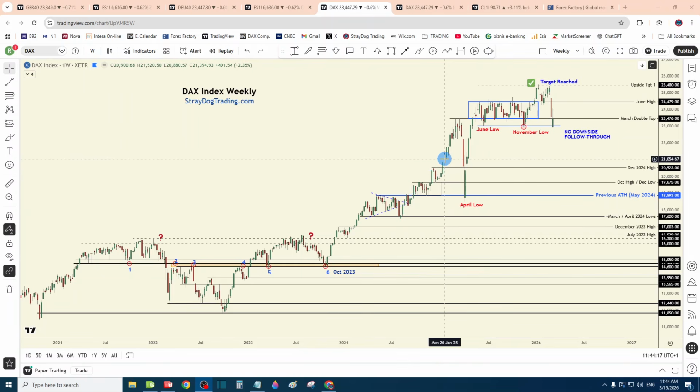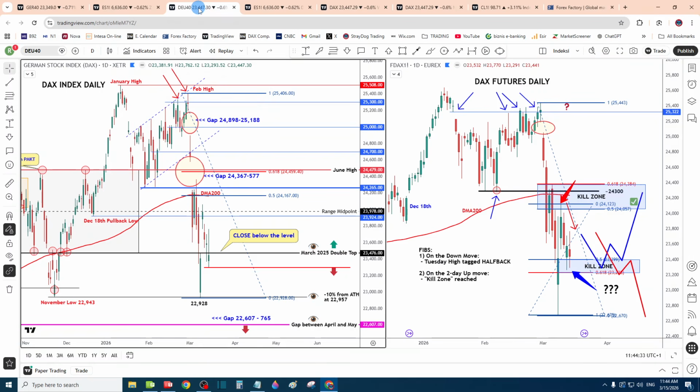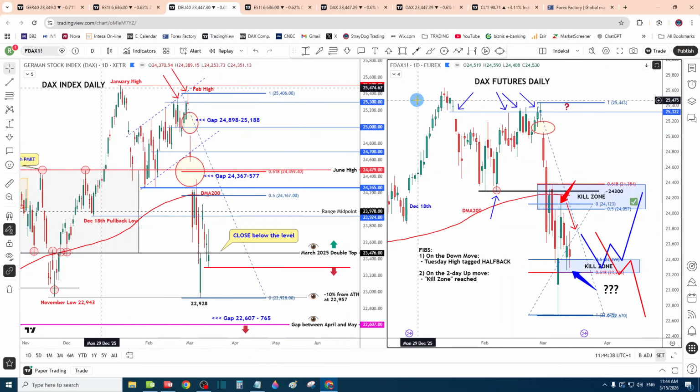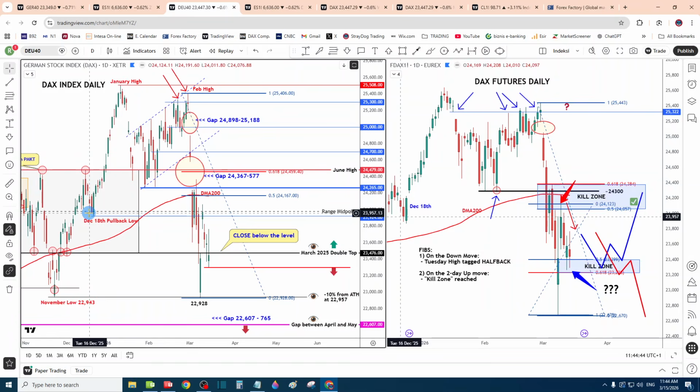This is DAX index weekly chart. As we could see, the bounce on Monday was around the November low and also around the 10% level from the all-time high. I will go now briefly to the daily charts. This would be it. DAX index daily to the left, DAX futures not back adjusted, this time on the right, and this was Monday, a true gap down into large time frame support.